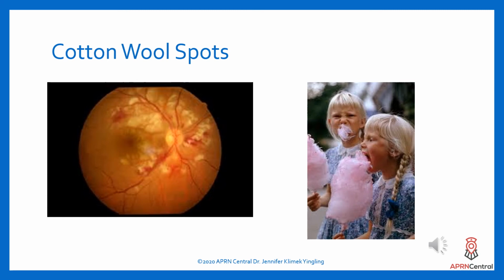So if you do a fundoscopic exam and you see what you think are cotton wool spots, you want to definitely refer to optometry. This can also be a common eye finding with people with systemic lupus as well. So keep that in mind.